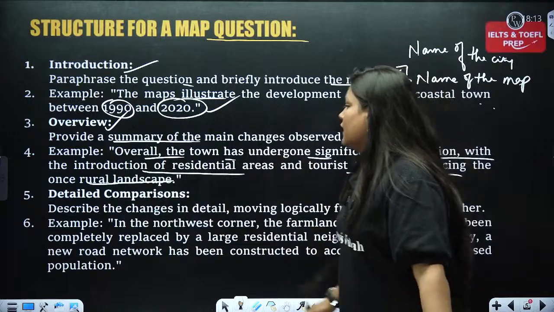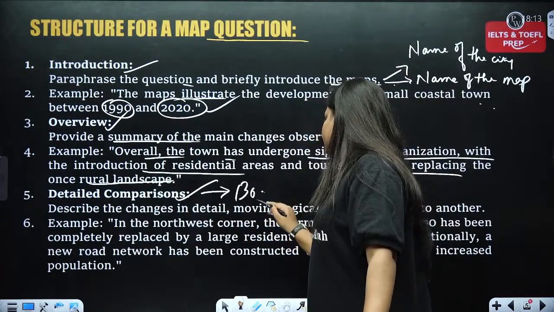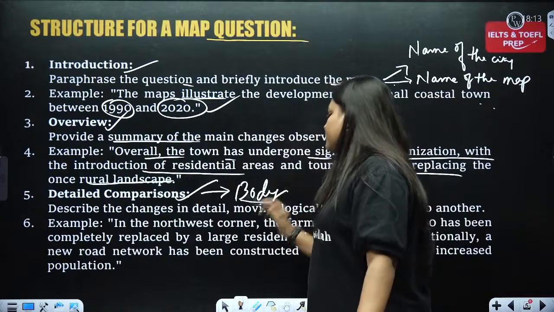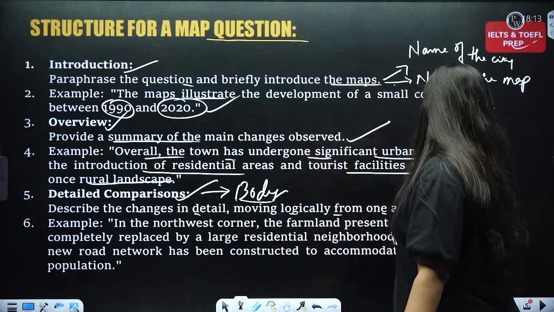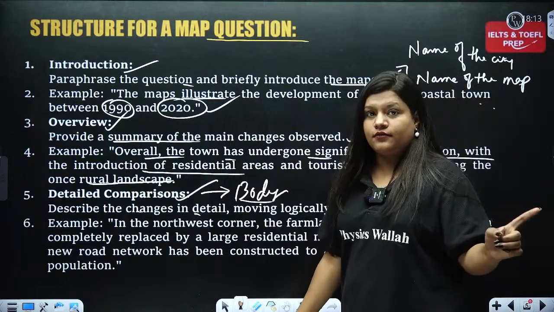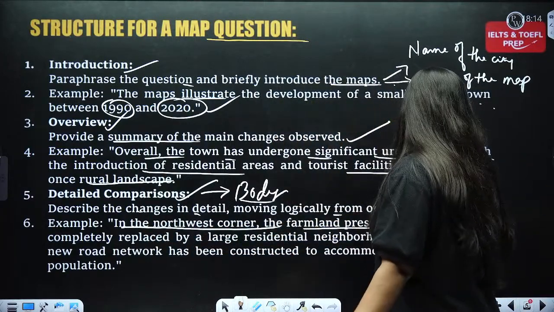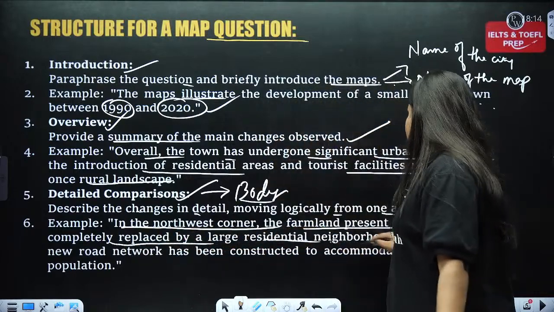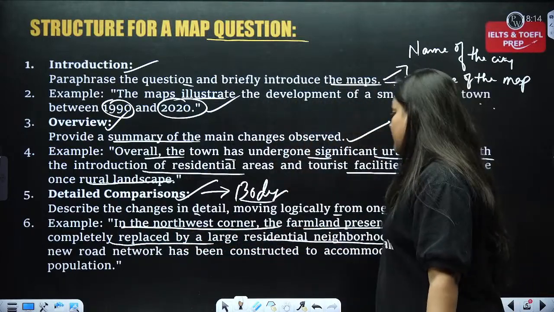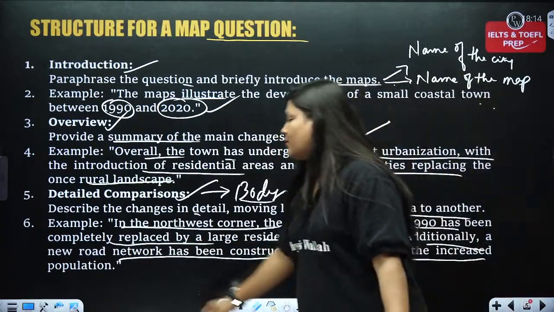Now, detailed comparison, definitely this is concerned with the body. Describe the changes in detail, moving logically from one area to another. In the northwest corner, the farmland present in 1990 has been completely replaced by larger residential neighborhood. Additionally, a new road network has been constructed to accommodate the increased population.